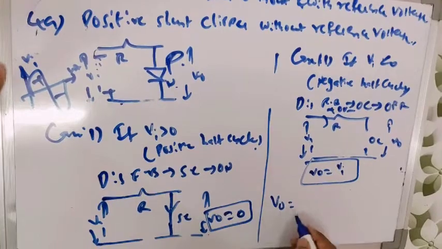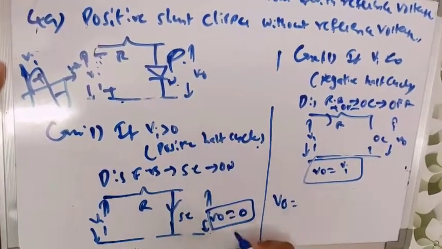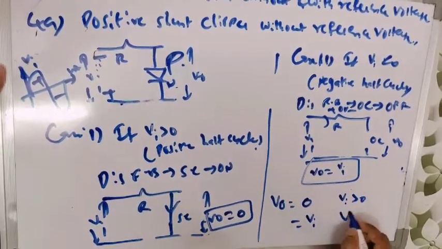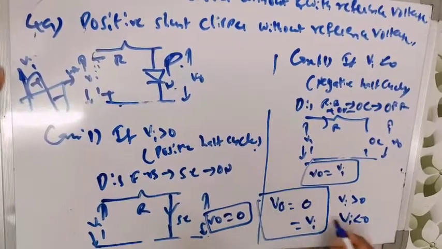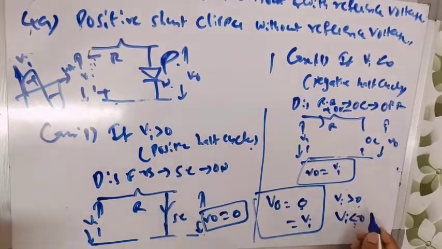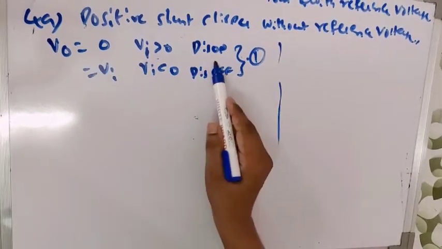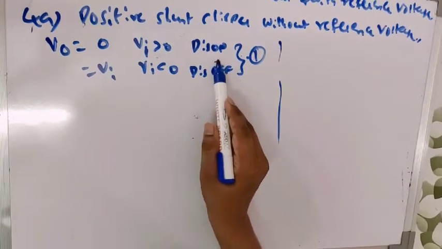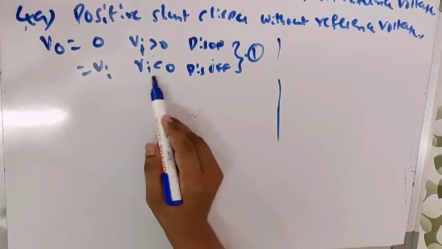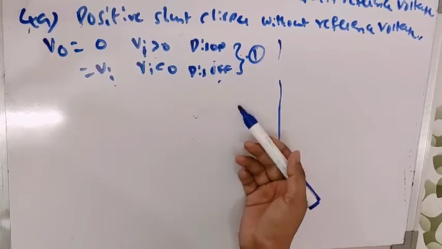Now, what will be the mathematical representation of the output with respect to the positive and negative portions? V0 is equal to 0 when Vi is greater than 0, that is the positive portion, and it is equal to Vi for Vi less than 0. So it allows the negative portion of the input signal and stops the positive portion. For the positive portion, the output is equal to 0 because the diode is on. We are taking the output across the diode, so short circuit means the output is 0. When Vi is less than 0, during the negative portion, the output equals the input voltage because the diode is off. Across the open circuit terminals, the output voltage is equal to the input voltage.